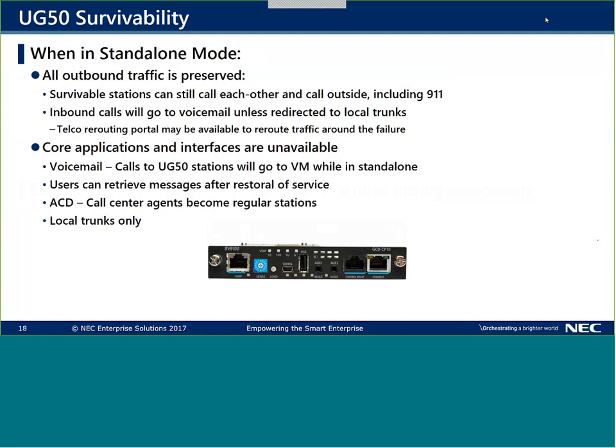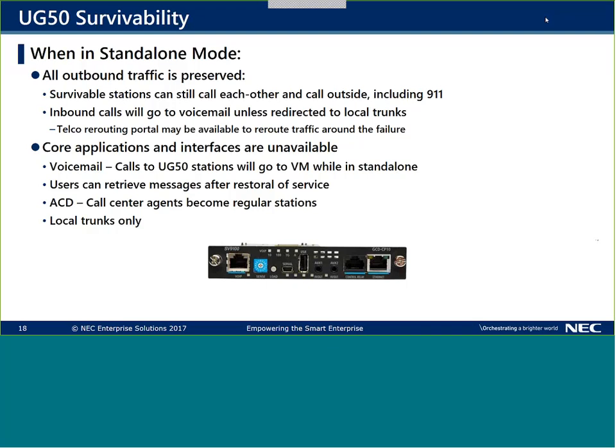In terms of the behavior of the system when we are in standalone mode, we'll look at it in terms of, first off, outbound traffic. So any outbound traffic that was possible from the UG50 before it went into standalone, that traffic can still be processed. However, we have to take a look at what trunks are available in normal operation and in standalone mode to see what's going to happen.